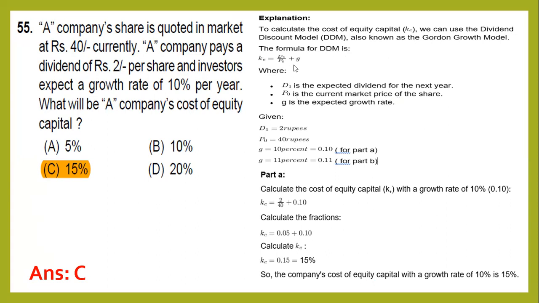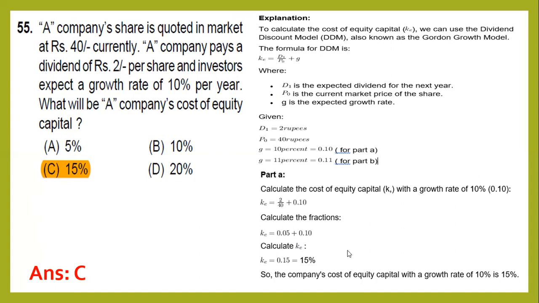The formula is KE is equal to D1 divided by P0 plus G. Here D1 is called expected dividend for the next year, P0 is the current market price of the share, and G is the expected growth rate. So here D1 is 2 rupees, P0 is 40 rupees, G is 10%, that is 0.10. So when you put this into this particular formula, KE is equal to 2 divided by 40 plus 0.10. So how much will we be getting? 15%. So KE is 15%.